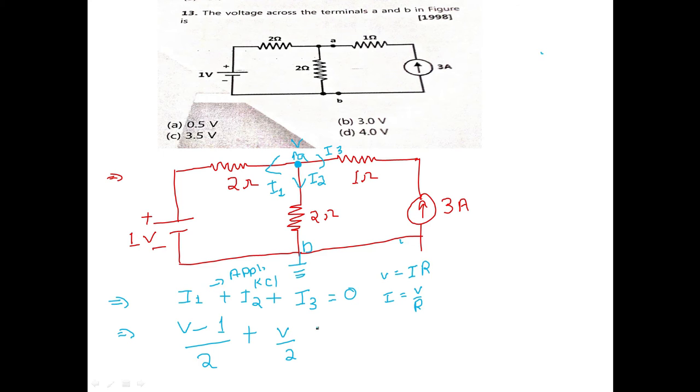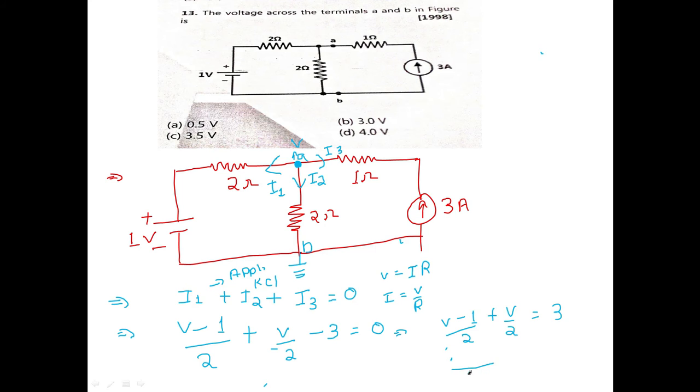I3 is calculated as minus 3, is equal to 0. Here minus 3 arises because we are going against the direction of the current. So that's why the minus 3 is being used. So V minus 1 upon 2 plus V upon 2 minus 3 is equal to 0. Again we can write this equation as V minus 1 by 2 plus V by 2 is equal to 3. Now if we take 2 as common, what will we get?